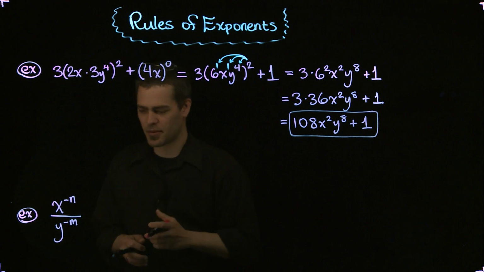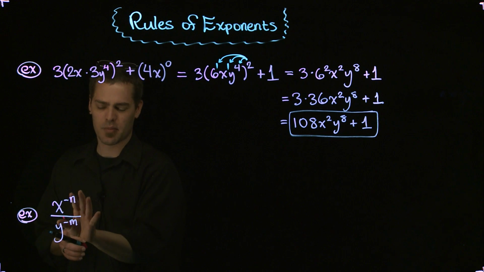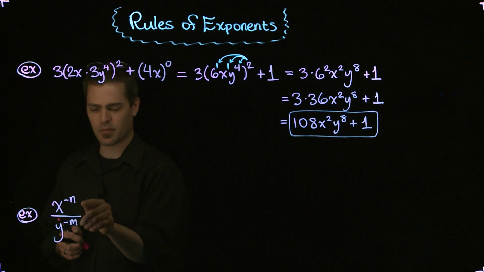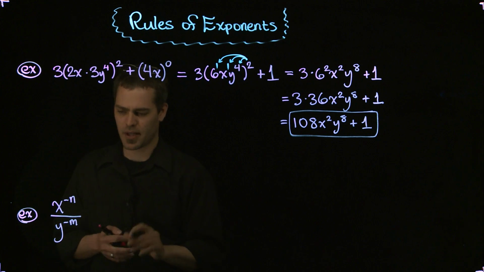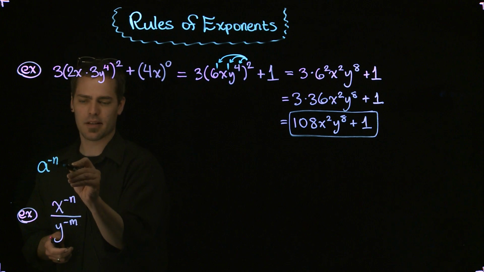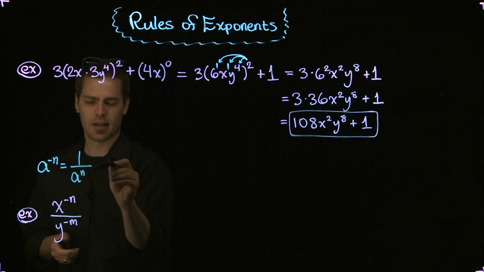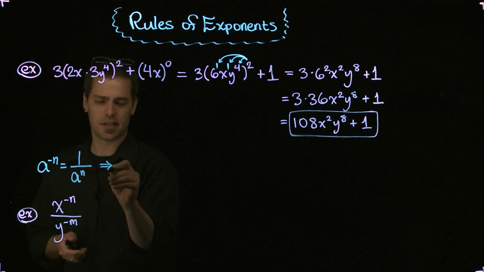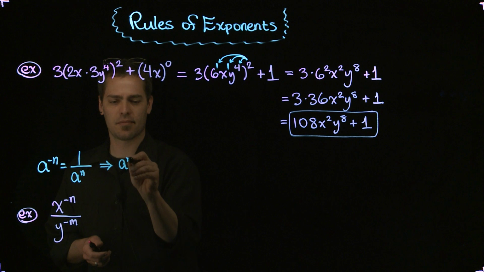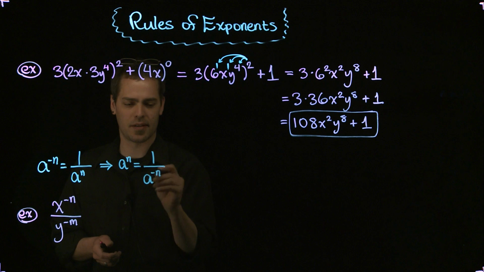Okay, for the next example, I wanted to highlight this to show you how you can quickly manipulate negative exponents regardless of whether they're showing in the numerator or the denominator. So recall that the negative exponent rule says a to the negative n is equal to 1 over a to the n. Right? Now, from here, you can actually determine that it's also true that a to the n is equal to 1 over a to the negative n.